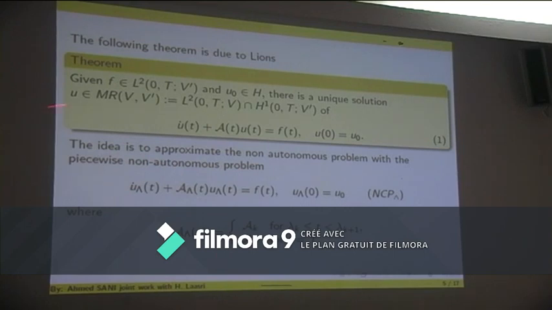Here we will give an approximate and another method which will construct a sequence u lambda of this problem, which will converge to the solution u of problem 1. For me, problem 1 is the initial problem solved by Lions via this theorem.